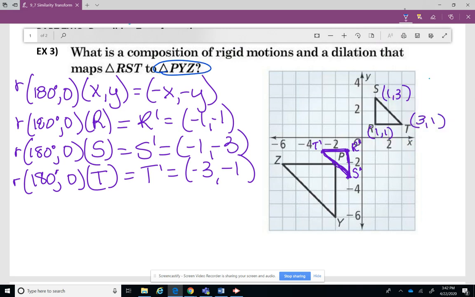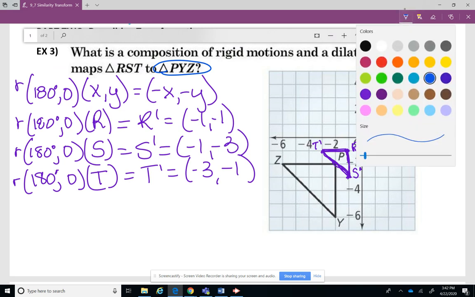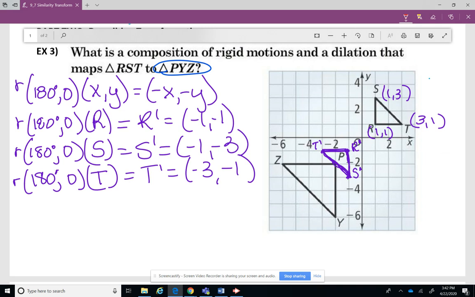Triangle P prime, Y prime, Z prime. All right, so you can tell I'm going to have to enlarge it. So that's going to be a dilation. So let's look here. This side is 2 units long, and this side is 4 units long.